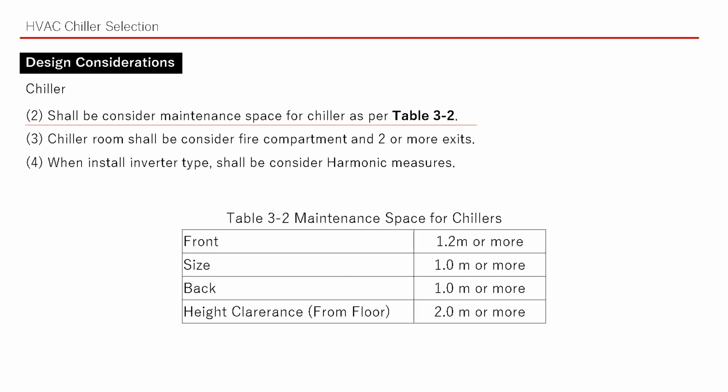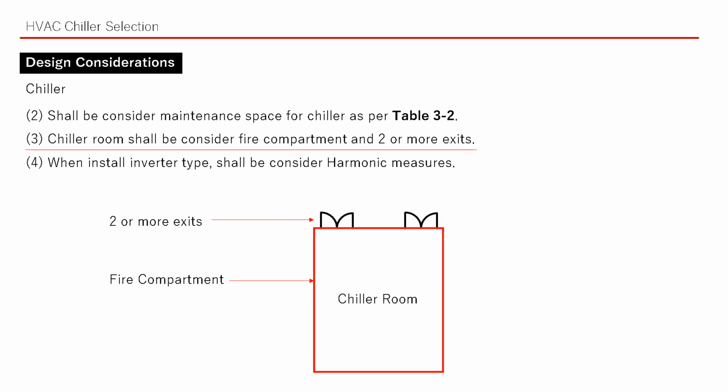2. Maintenance space for the chiller shall be considered as per table 3:2. 3. The chiller room shall be considered for fire compartment and 2 or more exits.